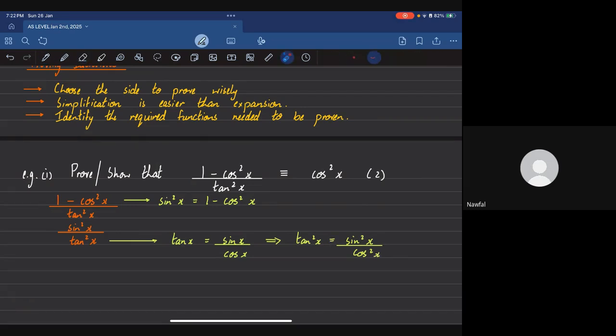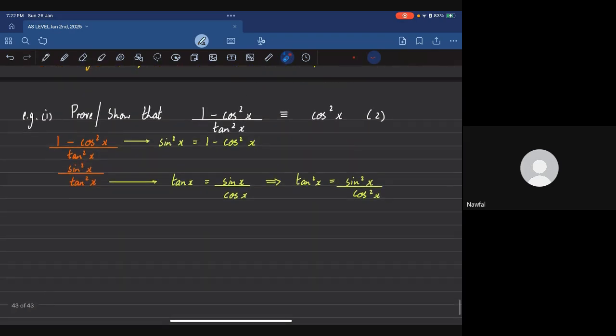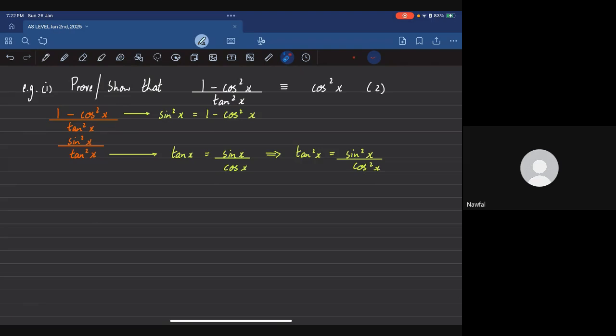Now, what do I require over here? It says identify the required functions. I need cos square x in a numerator with no denominator. So I just need cos square x. So I need to remove the sine square x and this tan square x and get to cos square x. How do I do that? Let's see. I can replace tan square x with sine square x over cos square x, which will give me sine square x over sine square x over cos square x.